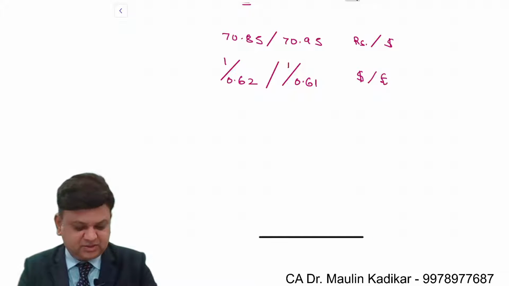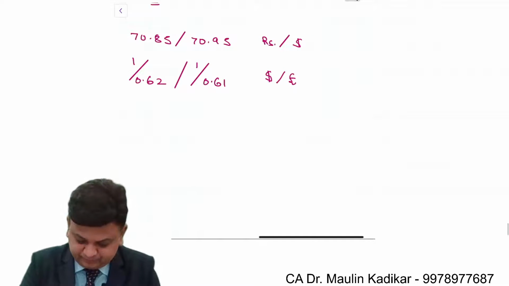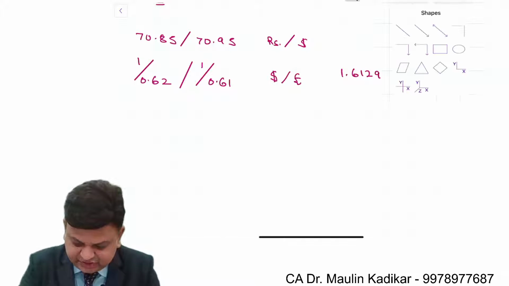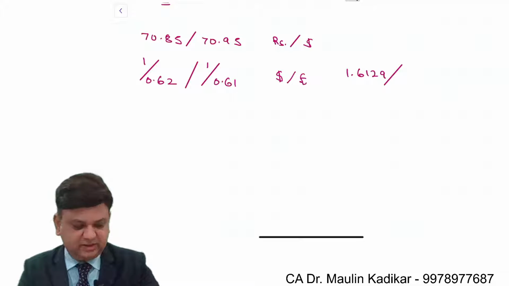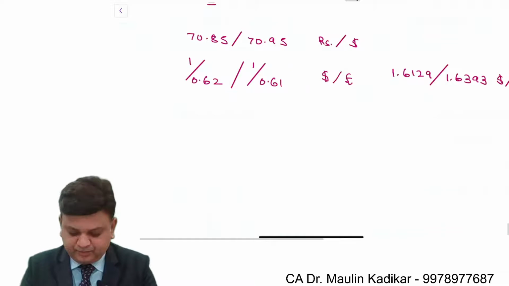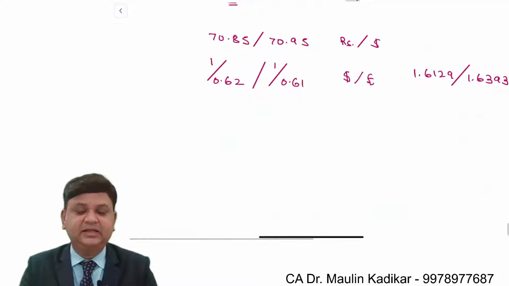1 divided by 0.62 comes to 1.6129, so this is 1.6129 slash 1 divided by 0.61, that is 1.6393, dollar per pound. So whenever we make the reciprocal for the buying and selling rate, we have to make sure that we make the reciprocal values like this.